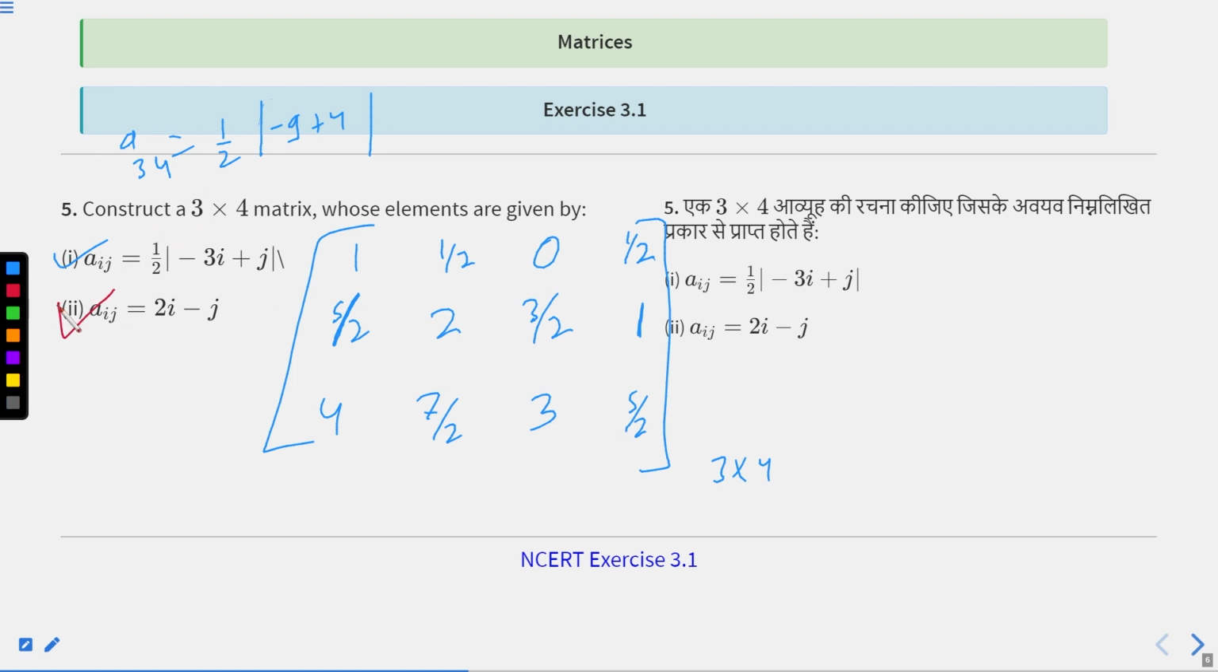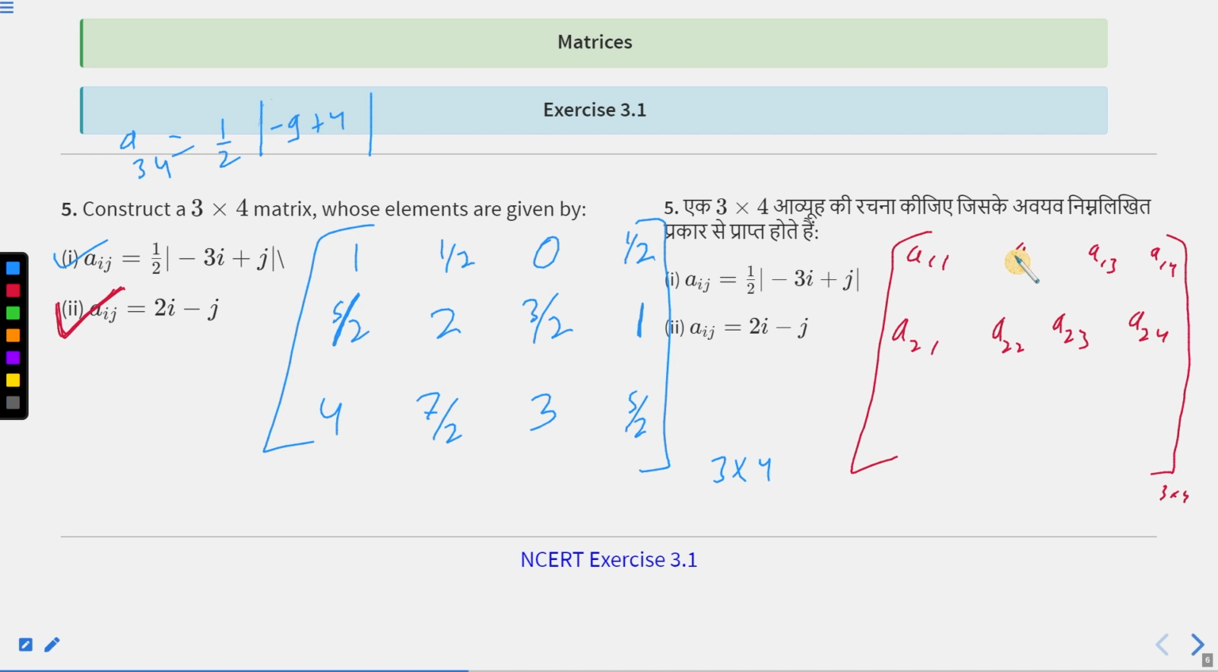Now let us move to the second thing. I'll be writing this 3 cross 4 matrix here: A11, A12, A13, A14, A21, A22, A23, A24. Okay, clear? Now A31, A32, A33, A34. Now my rule is Aij equals 2i minus j.